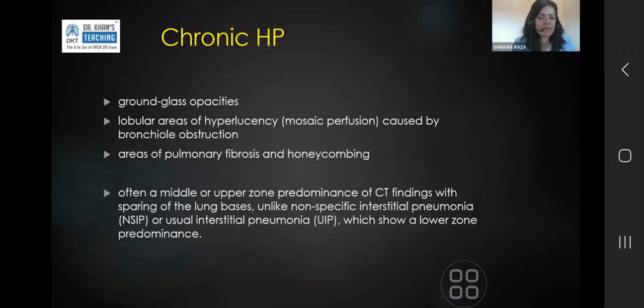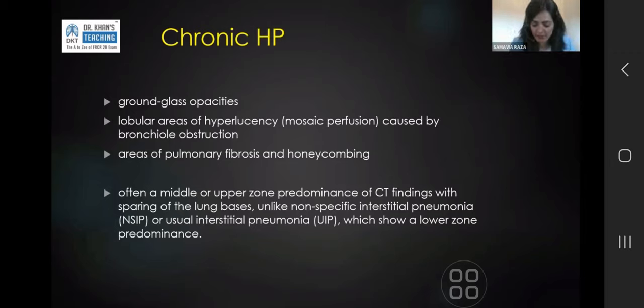But the main sign that you want to see in HP is air trapping. And that air trapping is usually more clearly seen at the lung bases. So the lung bases can be abnormal in the sense that they show very clearly mosaic attenuation. And if you do an expiratory scan, it becomes more prominent. So you know it's air trapping. That can be more prominent at the bases, but the fibrosis itself has to be more prominent in the mid zones.